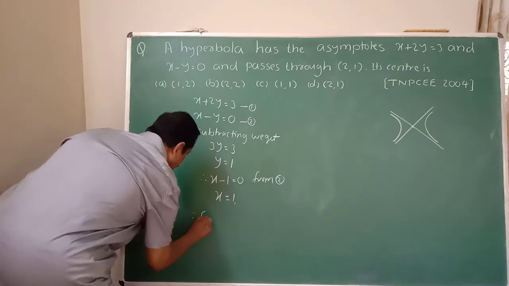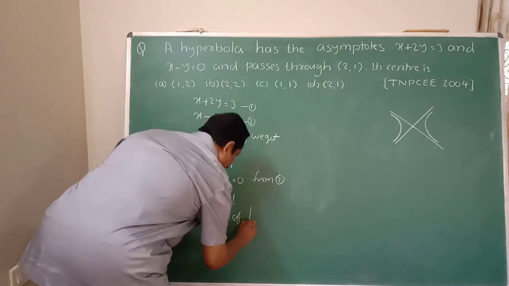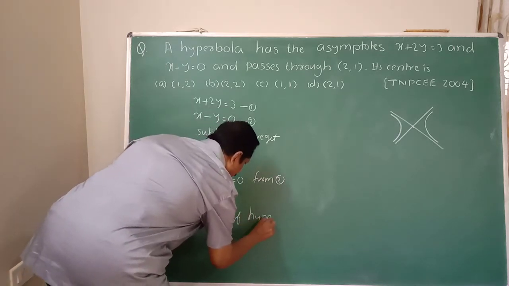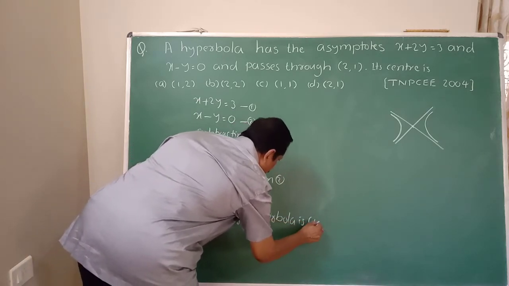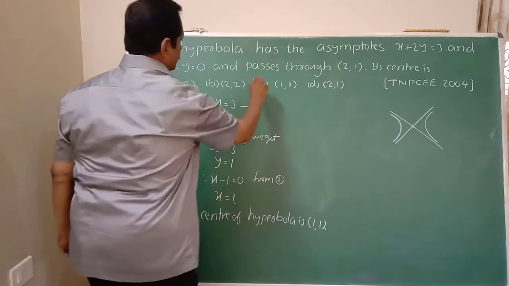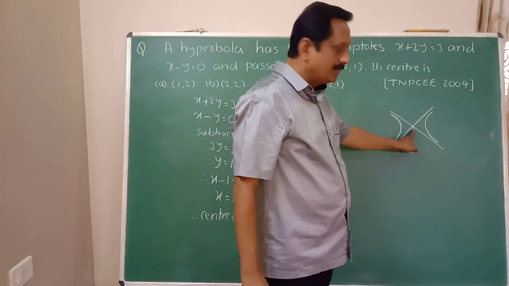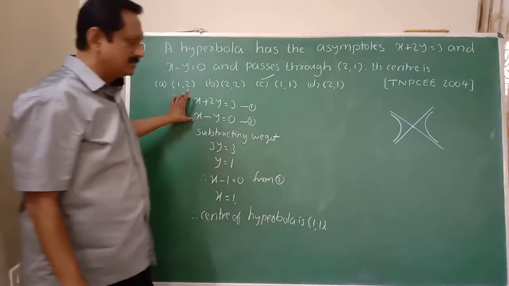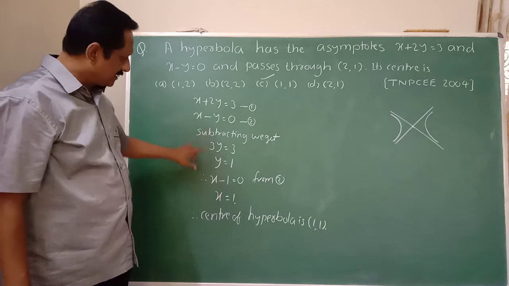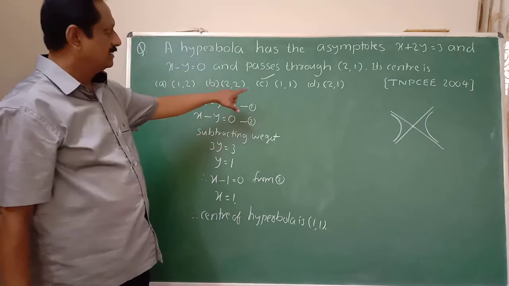Therefore the center of the hyperbola is (1, 1). So C is the answer. The center of the hyperbola is the point of intersection of the asymptotes. These two are the asymptotes, and solving them together you will get x value 1 and y value 1. Hence (1, 1) is the center of the hyperbola.